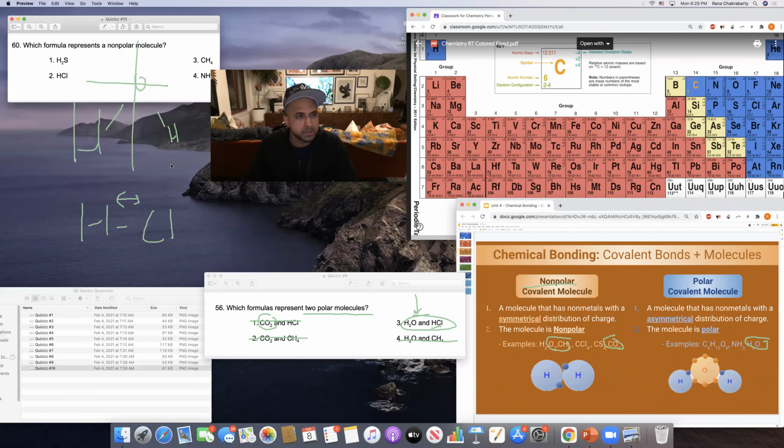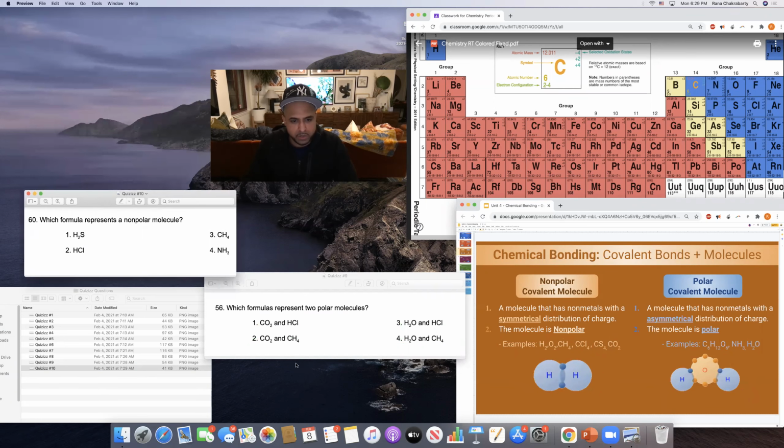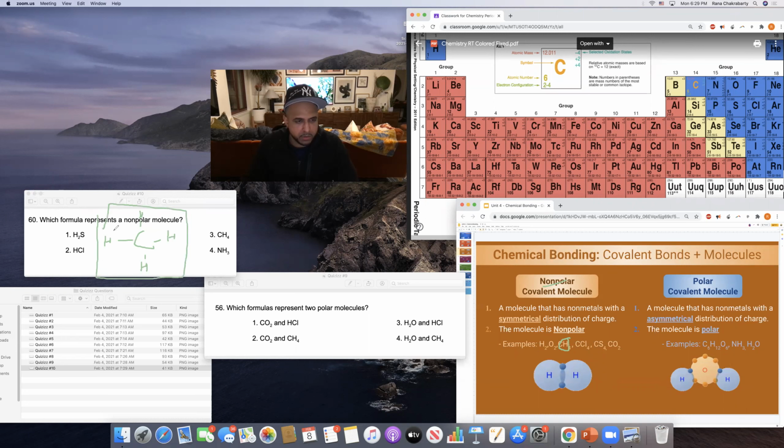Right, the next one. Which formula represents a non-polar molecule? Again, non-polar means symmetrical. I could just look at my examples and see that CH4 is a non-polar molecule. Or I could remember that if it has all the same atoms up and down, left and right, it'll be symmetrical and nonpolar. Since this has the same atoms of hydrogen up and down and left and right, it's a non-polar molecule. And that's CH4. And the rest are polar.